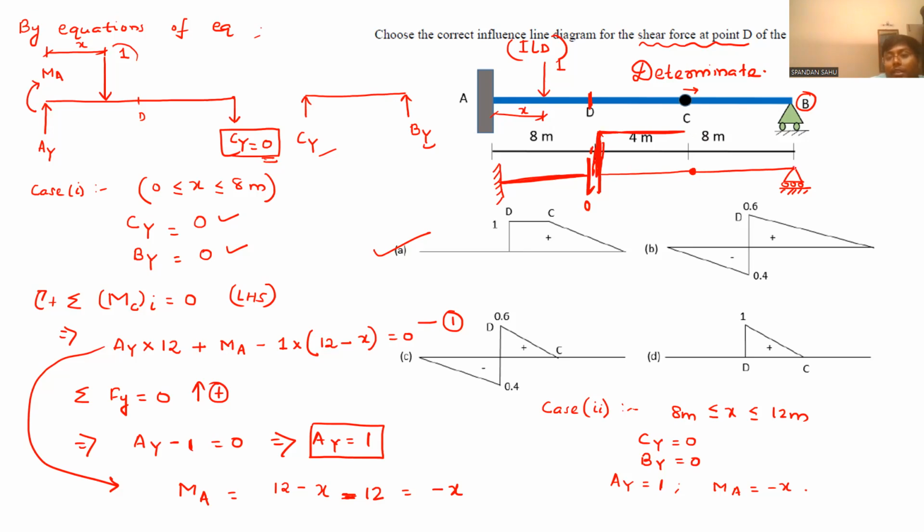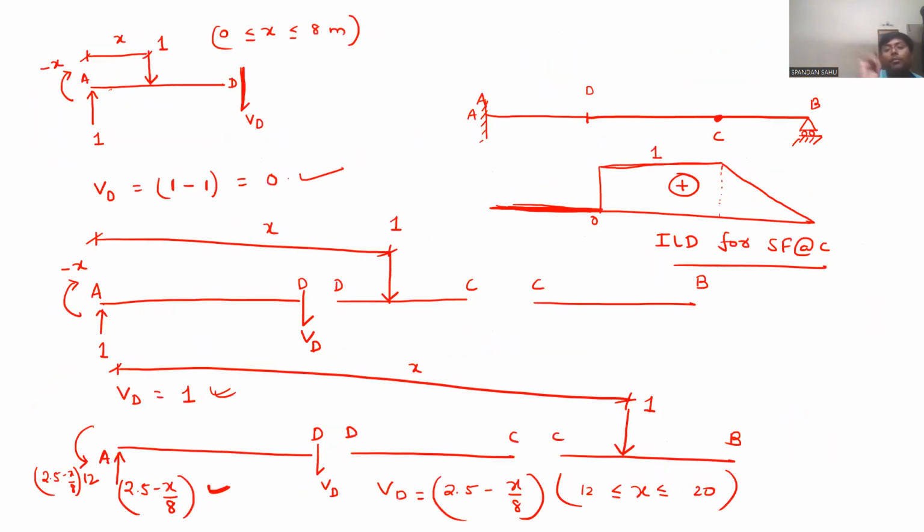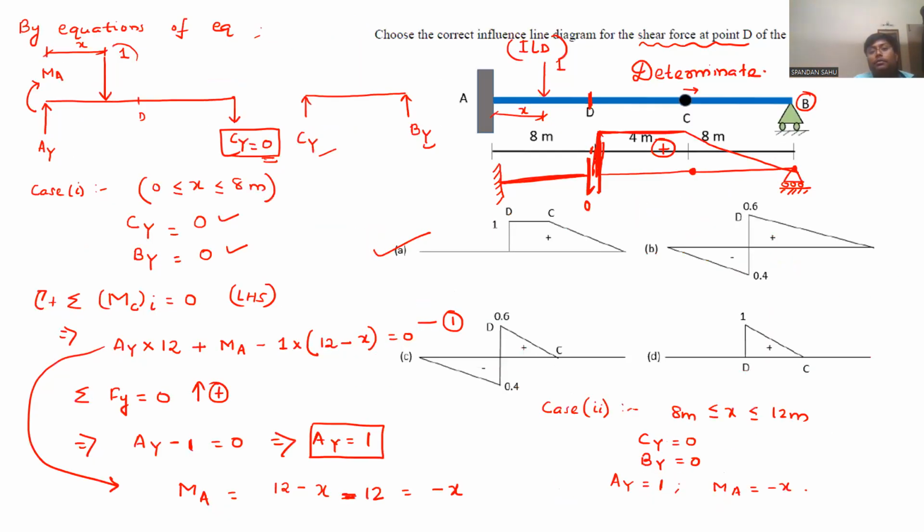So the ILD will come like this. And this is a roller support. It won't lift or go anywhere in the vertical direction. Now join here. So your ILD comes to be the same as what we got from mechanics. Till this point, is it clear? Yes, sir.